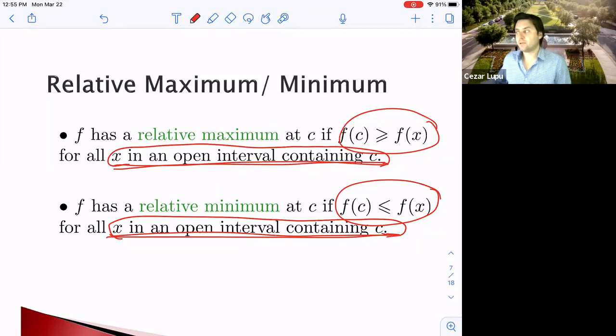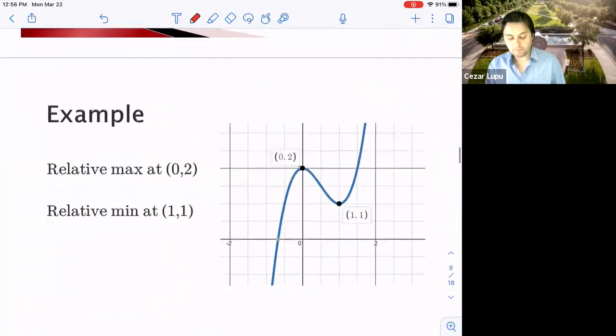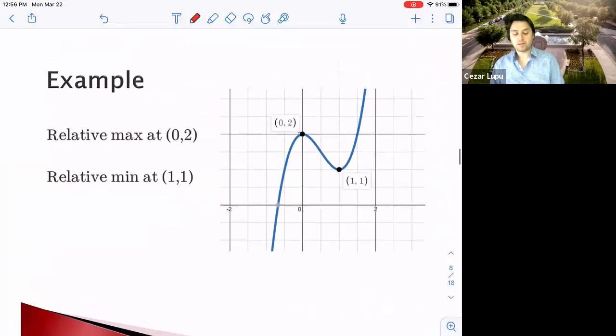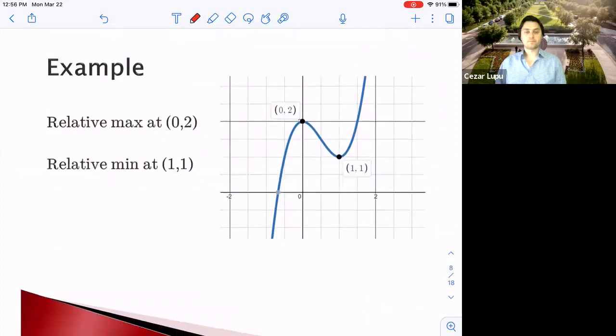And now let's see some examples. We have seen examples of graphs of functions with both absolute min and max, or functions with the absolute max but no absolute min, and so on. And now we would like to see the same thing for relative max and min. So let's see the first example. The first example that I have in mind is this one right here. I want you to look at it.